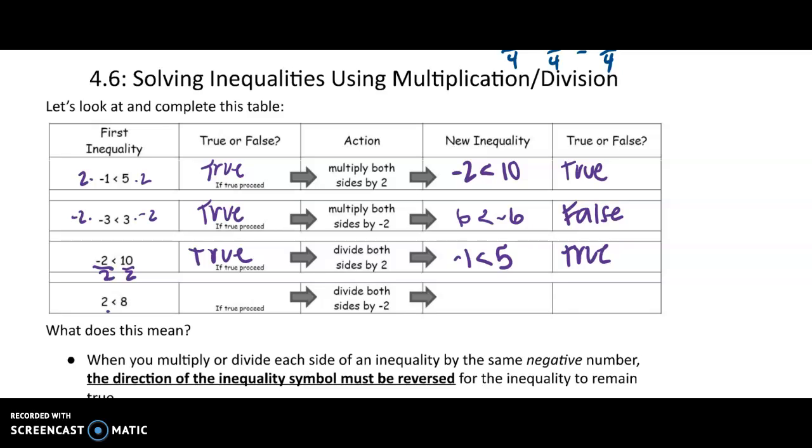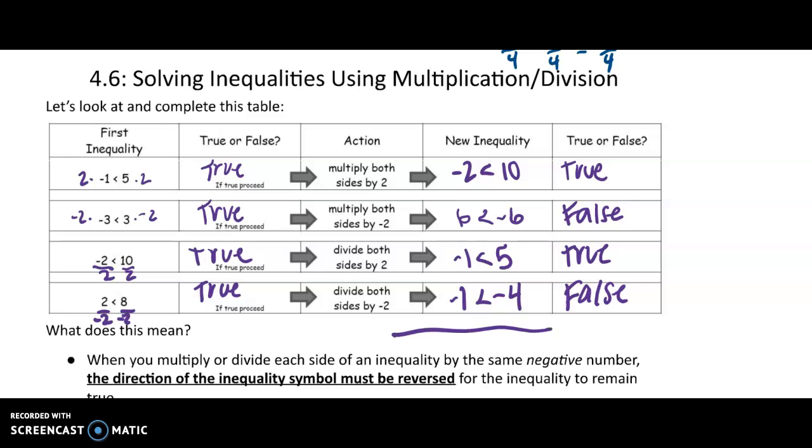Now let's divide both sides by -2. 2 is less than 8. And then 2 divided by -2 is -1, and 8 divided by -2 is -4. This is not true. This is false, because -1 is not less than -4.